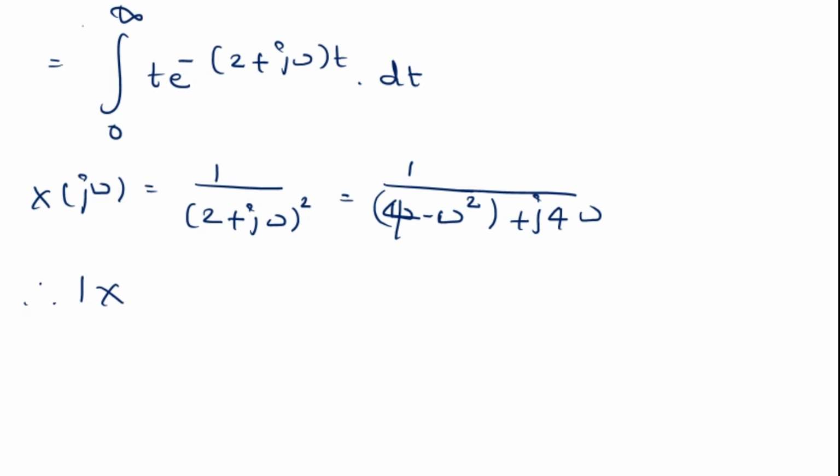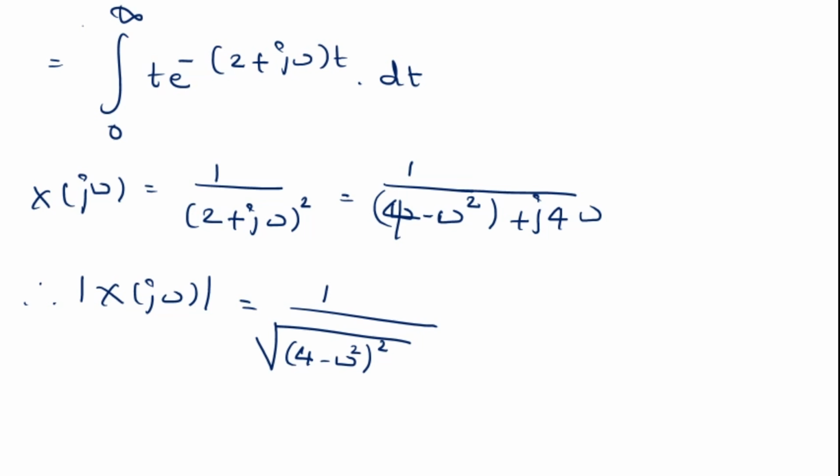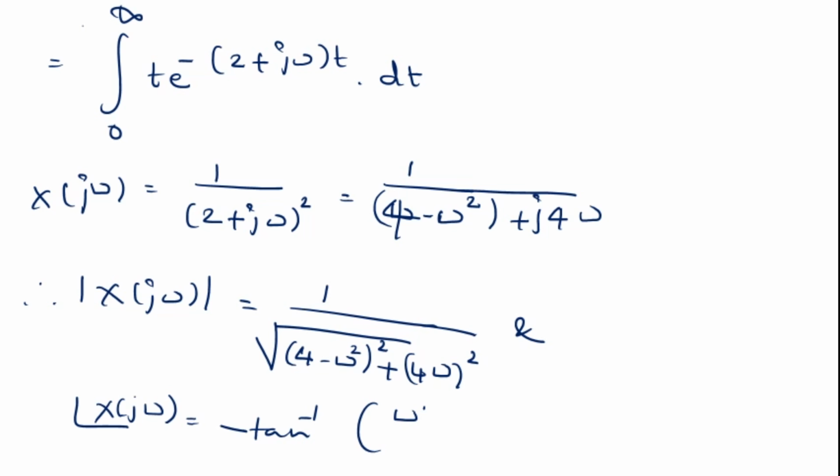Therefore, magnitude of X of j omega is equal to 1 divided by root of (4 minus omega square) whole square plus 4 omega square, and angle X of j omega is equal to minus tan inverse of 4 omega divided by 4 minus omega square.